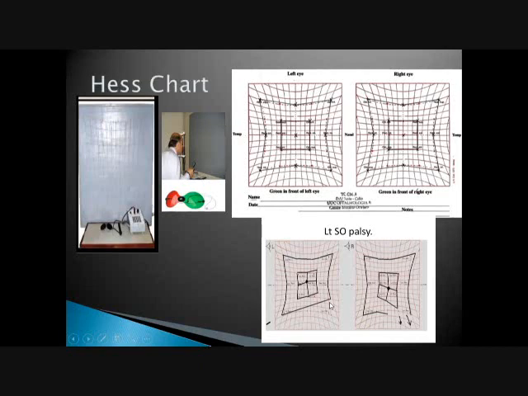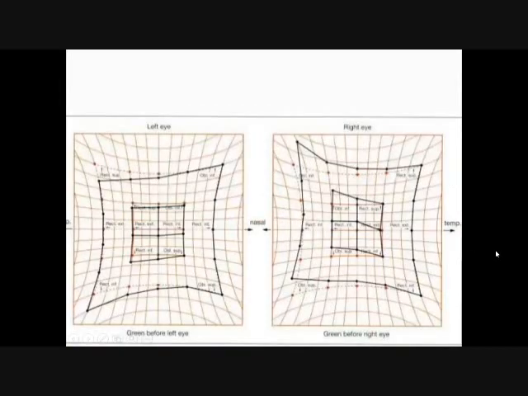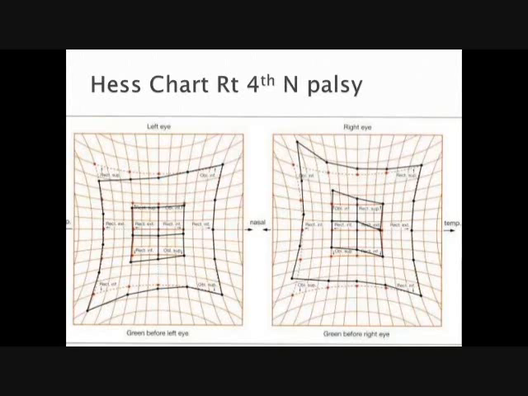Okay, so what about this one? Where is the underaction? Where is the overaction? So here is the underaction. Here is the overaction. There is right superior oblique paresis, and there is corresponding inferior oblique overaction for right fourth nerve palsy.